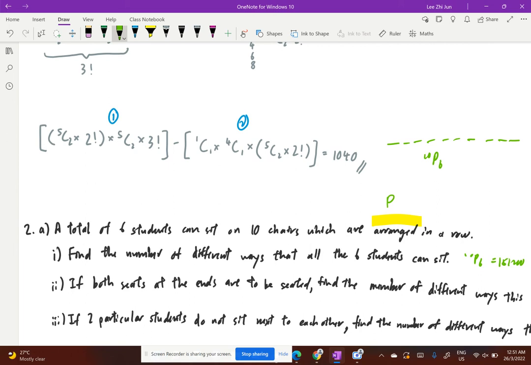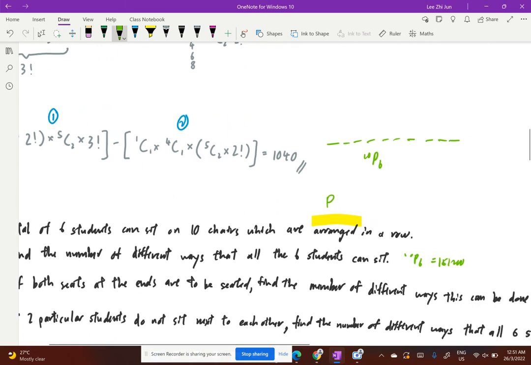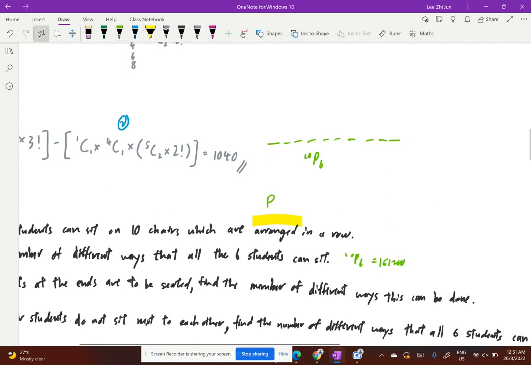If both are to be seated at the ends, find the number of different ways this can be done. Like here, Ahmad sits here, Mutu sits here. So there are six. Here we sit. Ahmad chooses first, at this end, and Mutu chooses at this end. So there are 8 seats left.